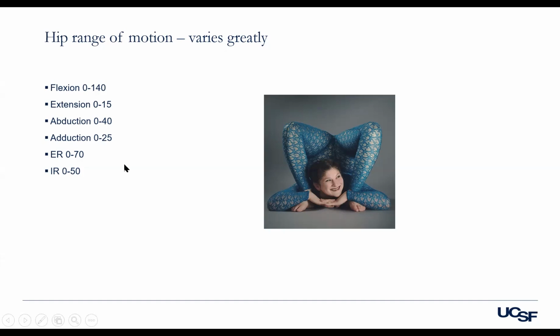Abduction, most people can get in the 30 to 45 degree range. It's hard to isolate the hip for hip abduction. Your spine will kind of get into there a little bit. So this normal is kind of the 0 to 40. Adduction is again kind of 0 to 20. External rotation is very different for everybody, but in the 70s-ish range, 50 to 70s. And then internal rotation is the one that varies the most.